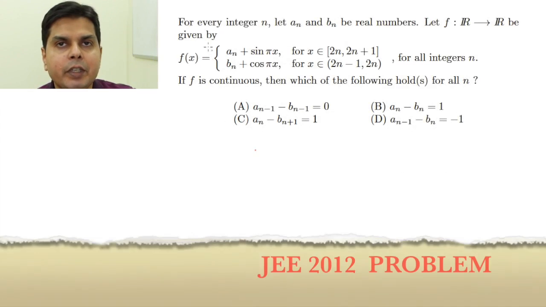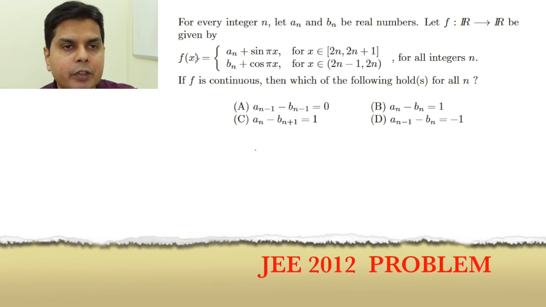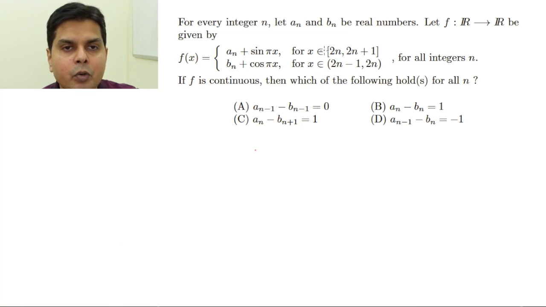This is also a problem of JEE 2012. For every integer n, let an and bn be real numbers and let f be a function given by f(x) is equal to an plus sine pi x for this interval, and f(x) is equal to bn plus cos pi x for this interval. Notice that this interval is a closed interval, whereas this one is an open interval, and this is for all integers n. If this function is continuous, then what are the possible values of relation between an and bn?